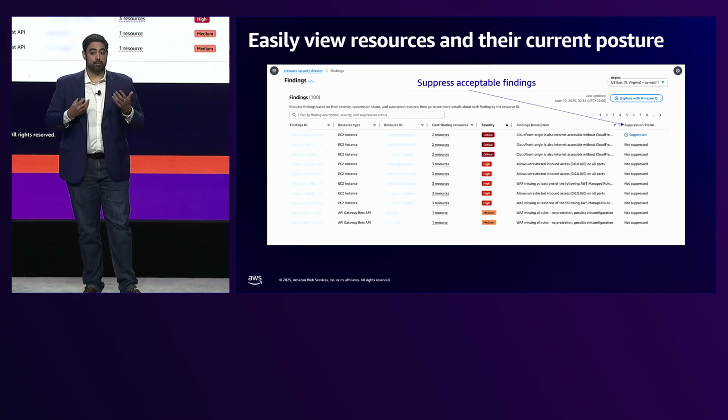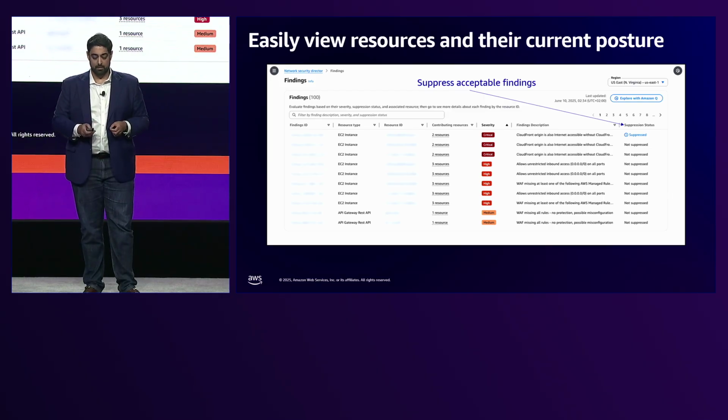You are also able to suppress acceptable findings. For example, if you are allowing unrestricted communication to a specific port, and you don't want that finding to surface and contribute to the severity of your resource, you can suppress it on a per resource basis. And that way you are now tailoring the severity level of your resource to reflect the requirements of your organization.